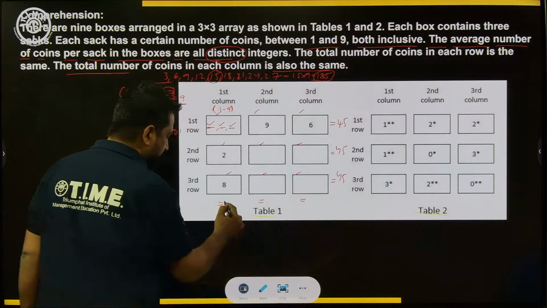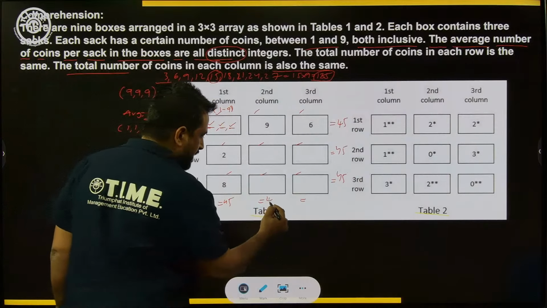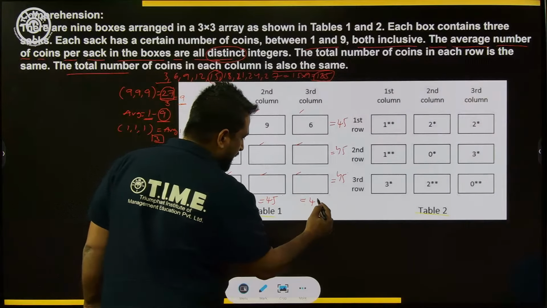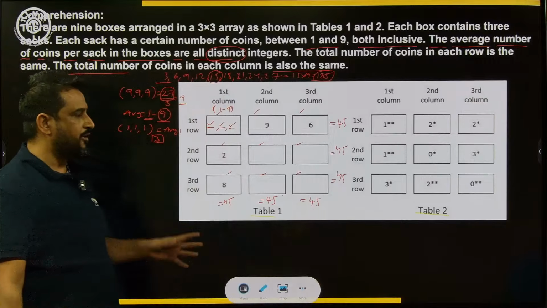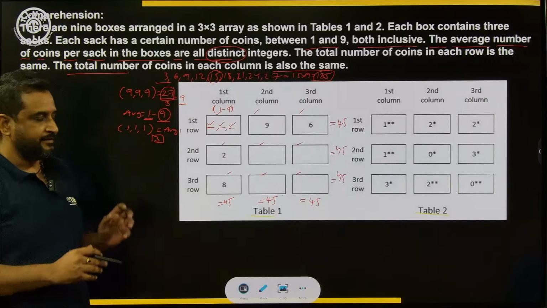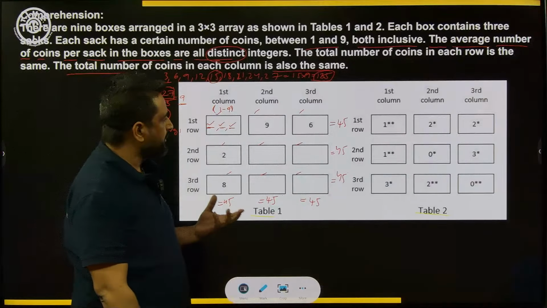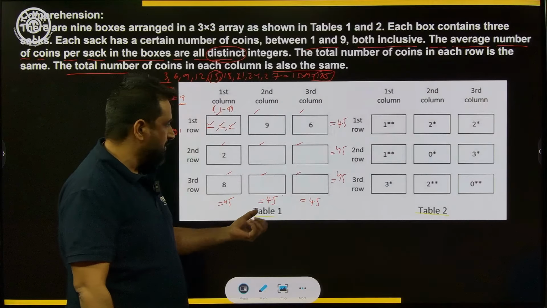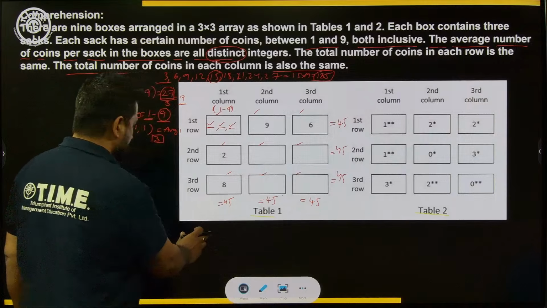And here also we can say that the first column sum is 45, the second column sum added up to 45, and the third column sum also added up to 45. So this is what we can understand from the first slide. Now let's see what is further given, what you know about table 1 and what you know about table 2 more. Let's see the next slide.